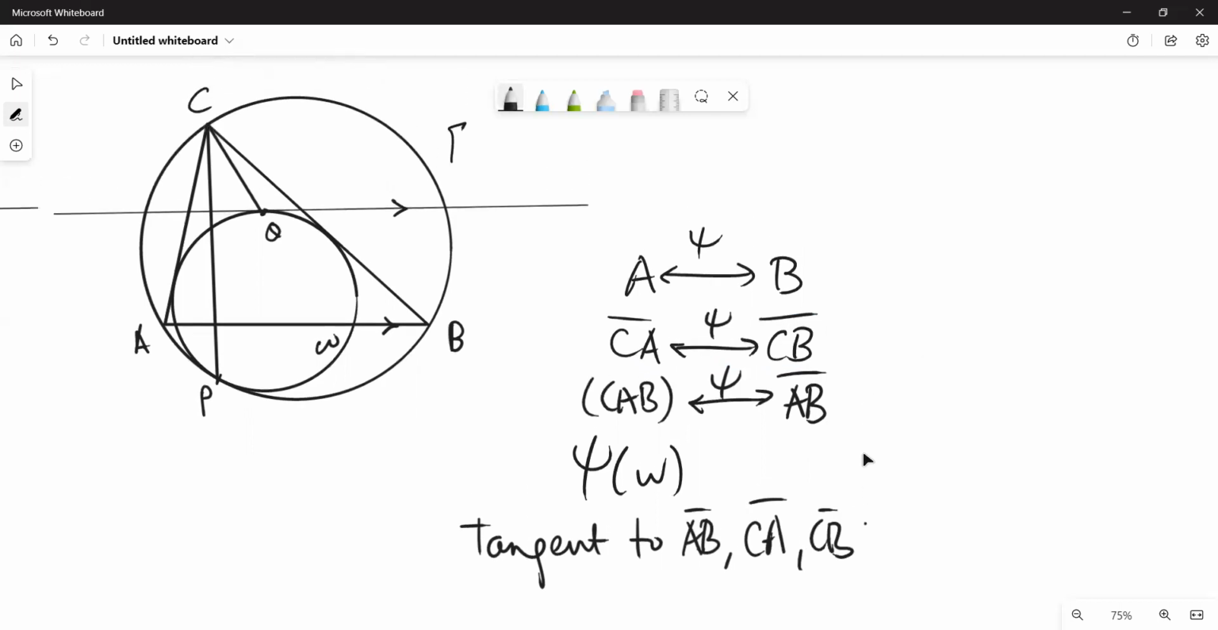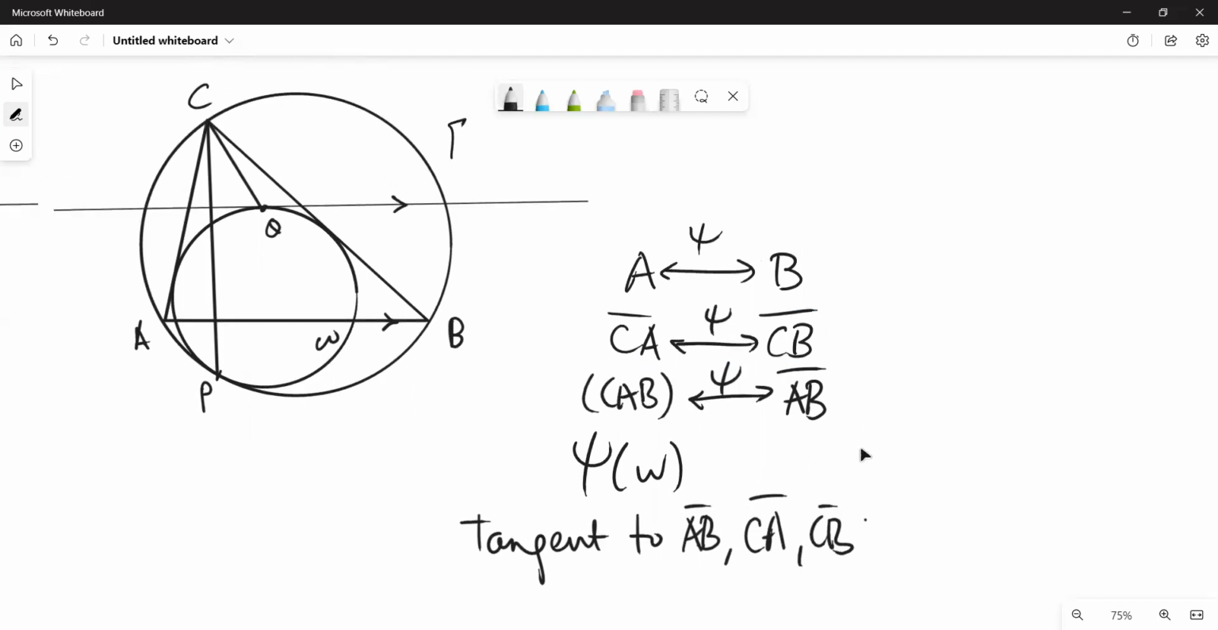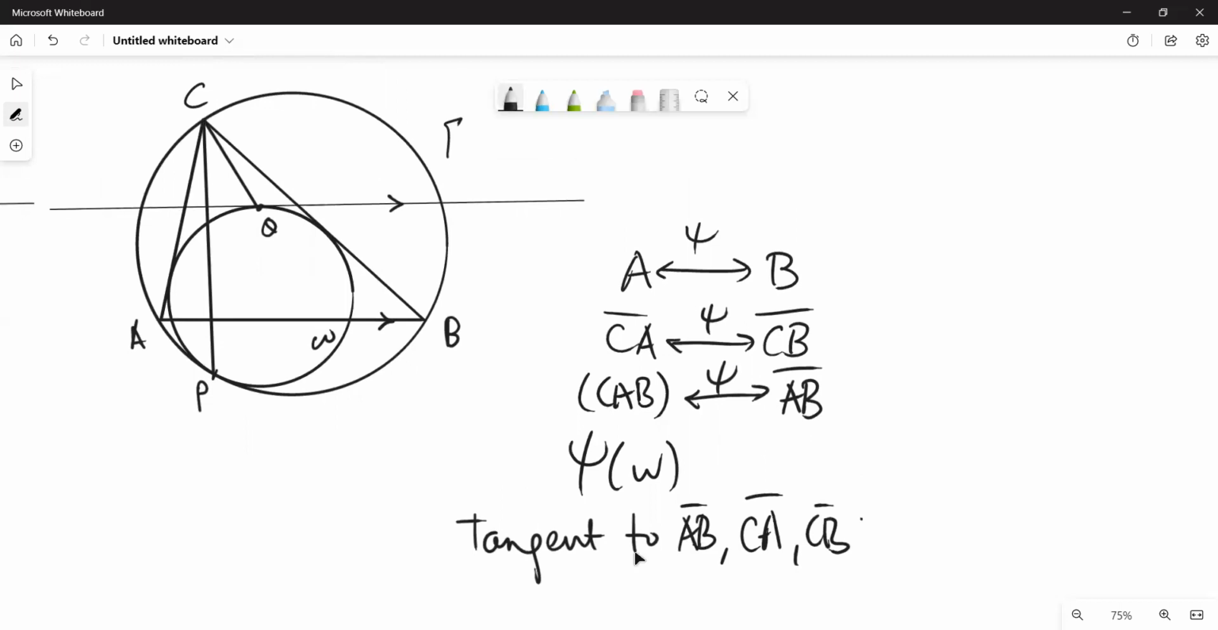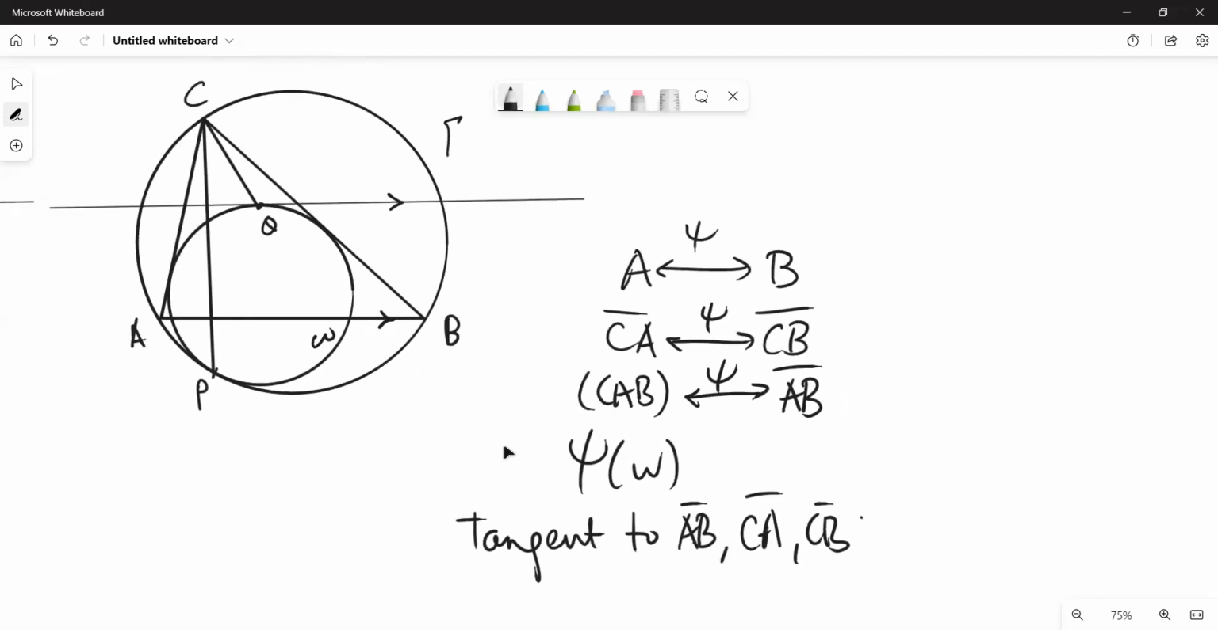So yes, very good point. It might be the incenter, right? But there's also one more circle that obeys these three properties. Tangent to AB, CA, CB. Actually, there are four circles, right? They can be the incircle, they can be the excircles as well. So we have to make sure we know which one it gets mapped to.